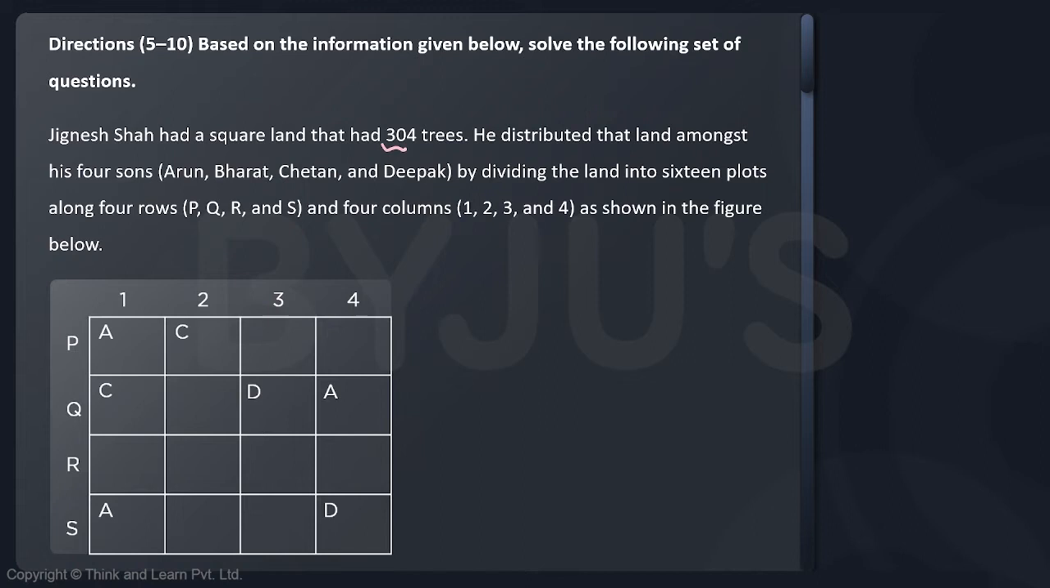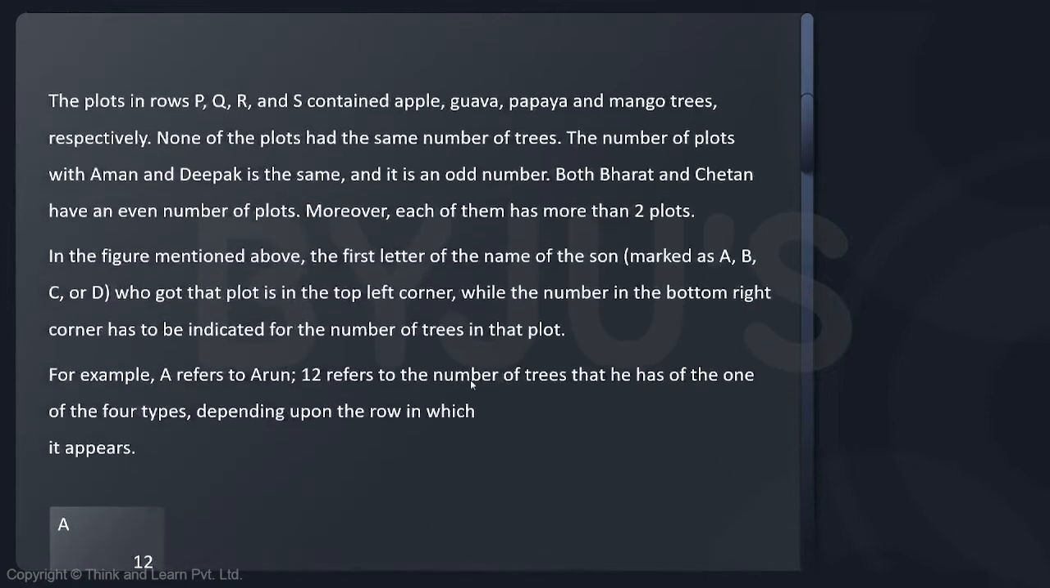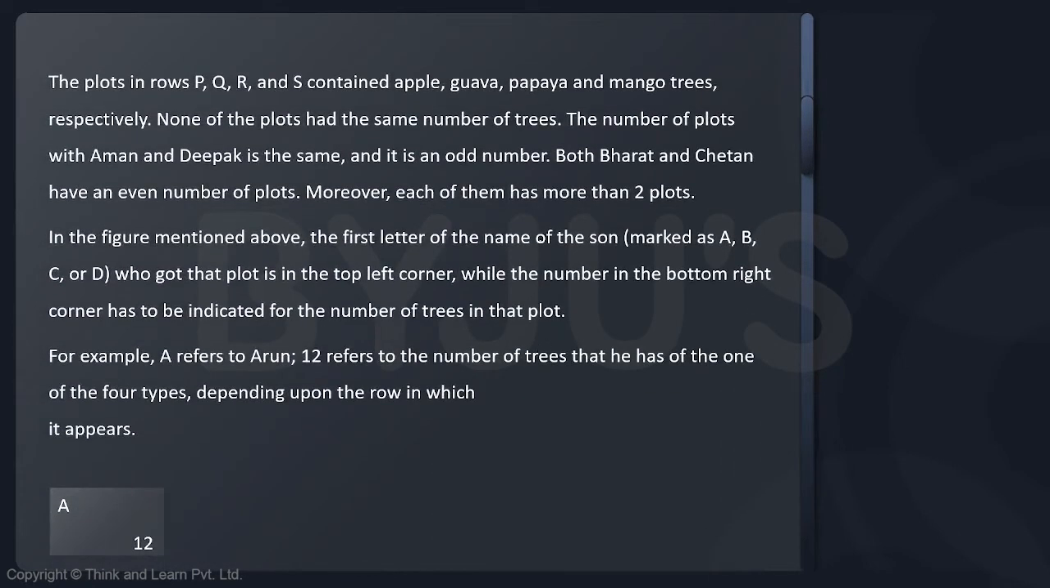So the total number of trees is given to us as 304, and as you can see there are 4 rows P, Q, R and S, and there are 4 columns. They are 1, 2, 3 and 4, and then A, C and D something is written over there. He would be telling you what that means. Let's move on. The plots in rows P, Q, R, S contained apple, guava, papaya, and mango trees, respectively. None of the plots had the same number of trees.